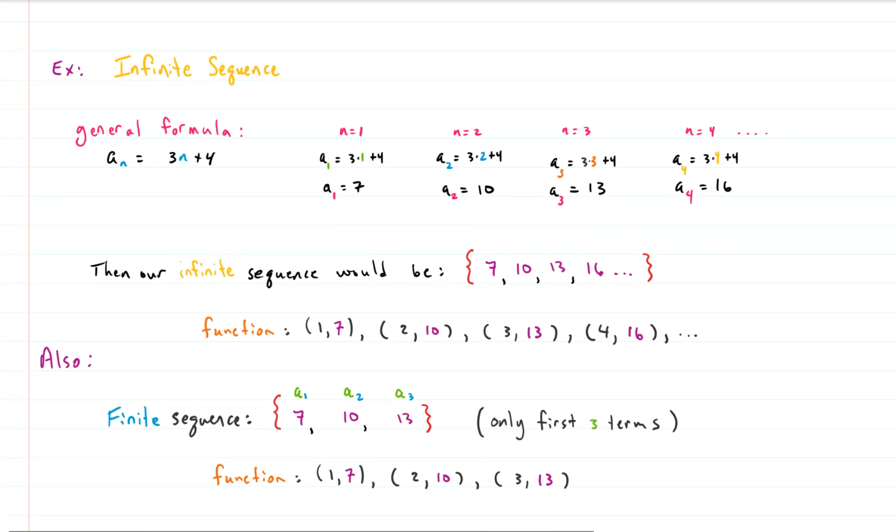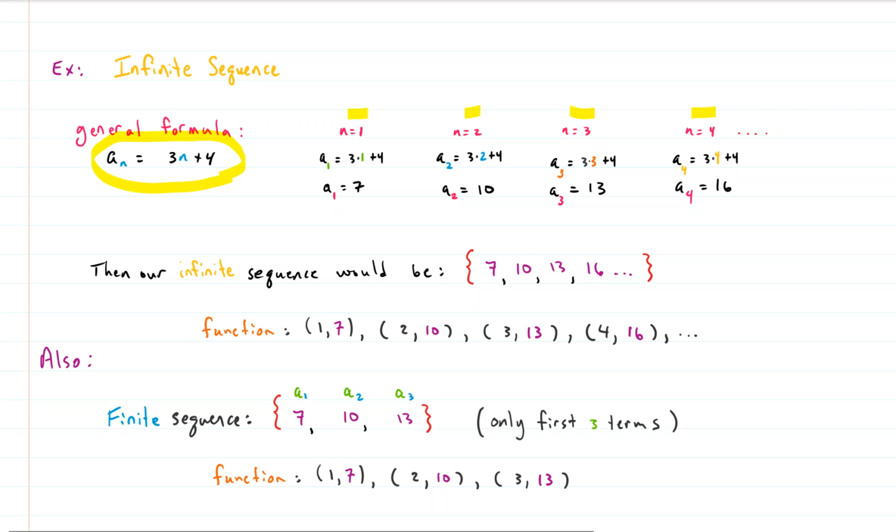Here's an infinite sequence, and here's the general term. A sub n equals 3n plus 4. So all we do to find the elements of the sequence is we replace n with 1, 2, 3, 4, and we just keep going. We obviously can't write all of them because there's an infinite number, and that would be impossible, so let's just write the first 4.